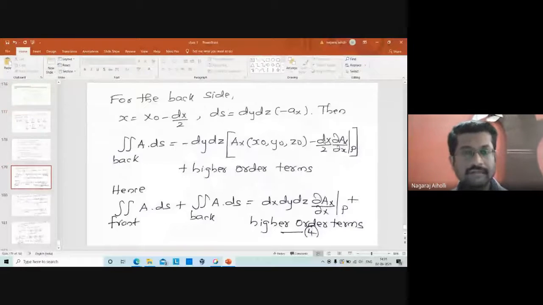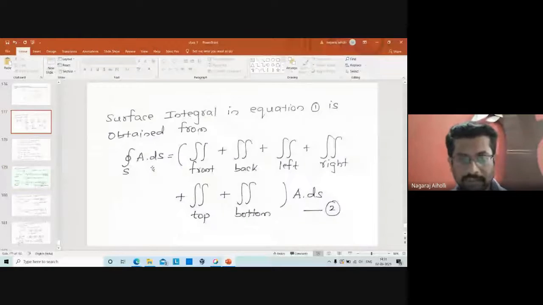Hence I am writing here, for the back side x is equal to x naught minus dx by 2. ds is equal to dy dz into minus ax because it is the opposite side, so the unit vector will be in the opposite direction. This is the formula we are integrating. Each integral we are finding: front surface, back surface, then front plus back; left, right, then left plus right; top and bottom integrals, then top plus bottom. Finally we add all these and find the closed surface integral of a dot ds. That is how we are proceeding here.